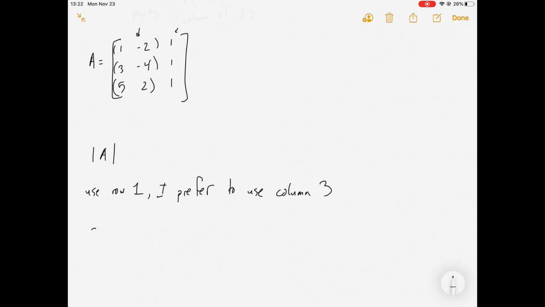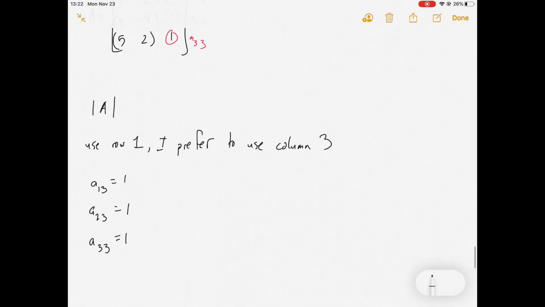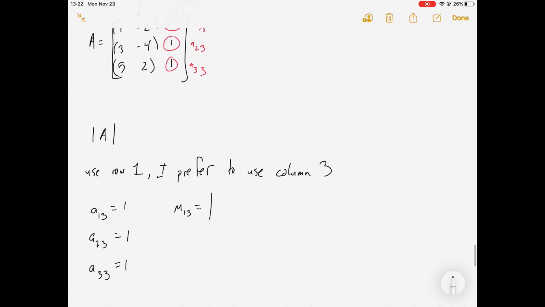So we're going to use column 3, so that means I'm going to be looking at A13, which is 1, A23, which is 1, and then also A33, which is 1. So just going down the column here: A13, first row, third column, then A23, second row, third column, and then A33. Now I need the minors. So for minor 1,3, I'm going to use this matrix, and then I'm going to use 2,3, and then 3,3.